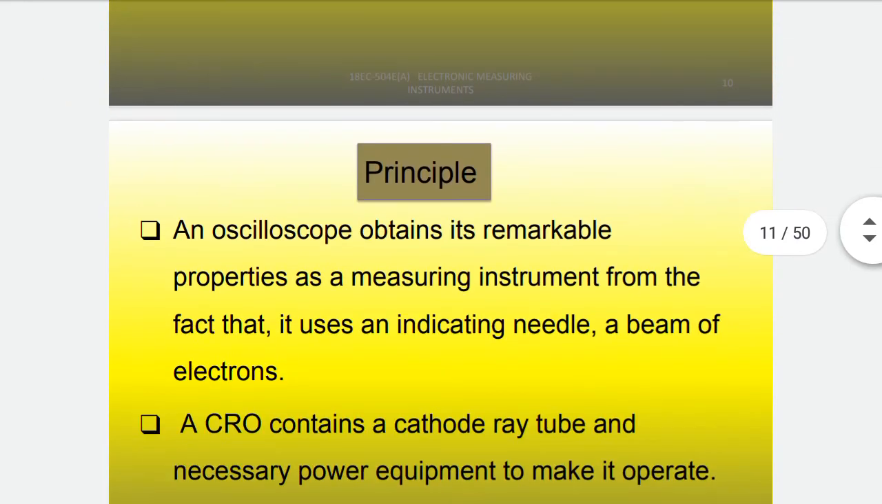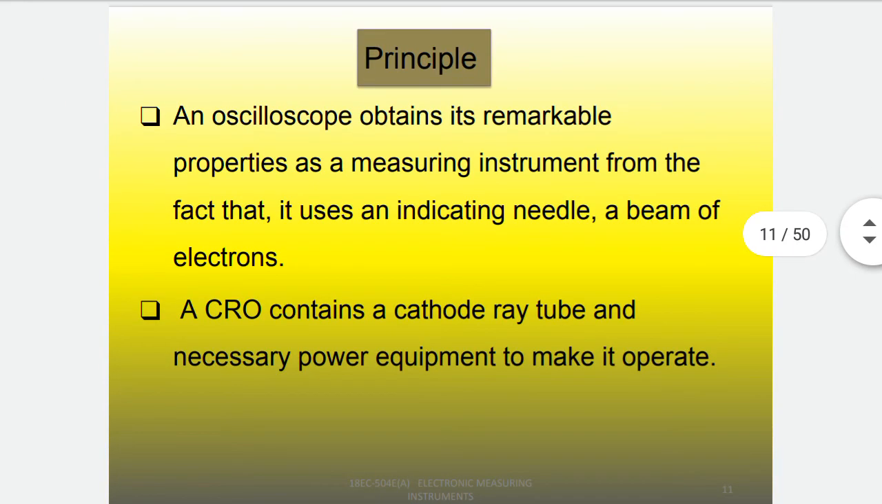An oscilloscope obtains its remarkable properties as a measuring instrument from the fact that it uses an indicating needle, that is a beam of electrons. A CRO contains a cathode ray tube and necessary power equipment to make it operate.